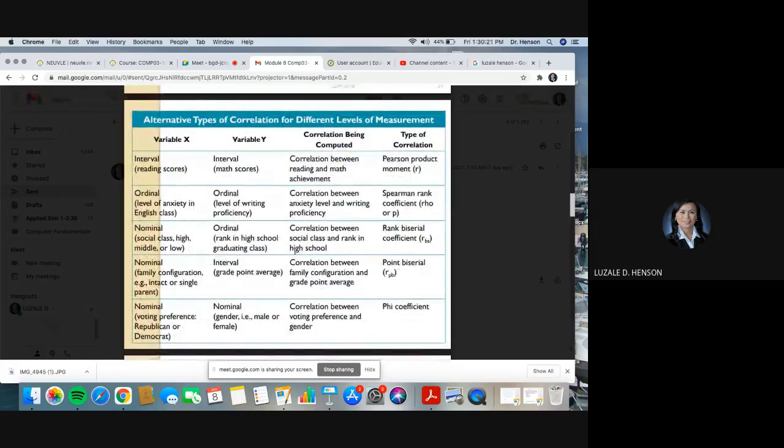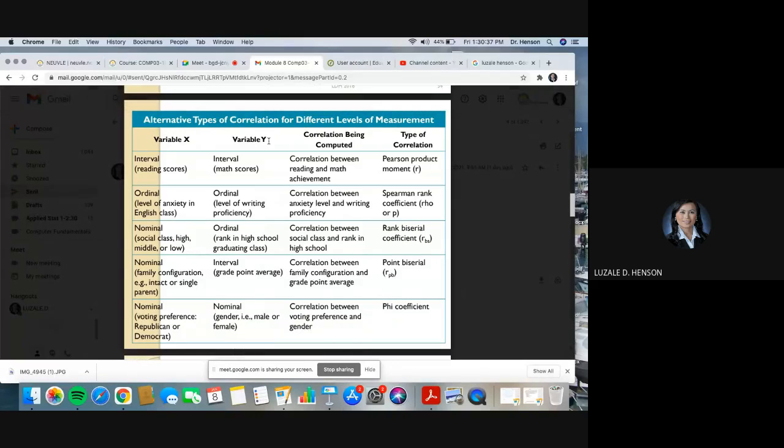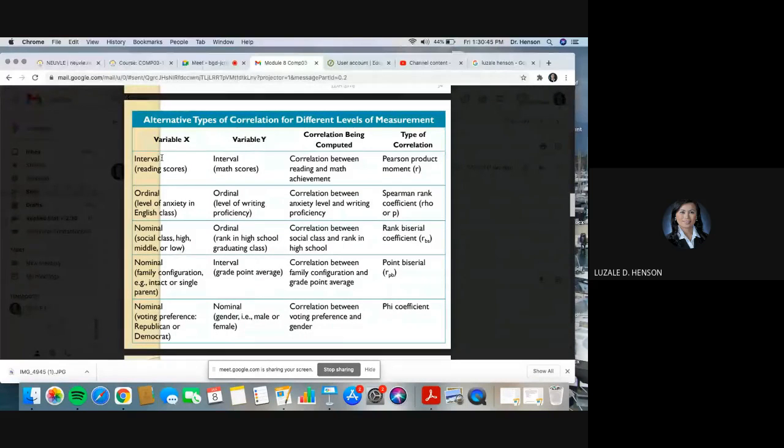So, alternative types of correlation for different levels of measurement. Since this is bivariate, meaning you have two variables, one independent, in this case the x variable, and y is the dependent variable, and you want to know if there is a relationship between these two. So you look at the level of measurement. If the x variable, the independent variable, is of interval level, and the same with y, then you can use the Pearson product moment correlation.